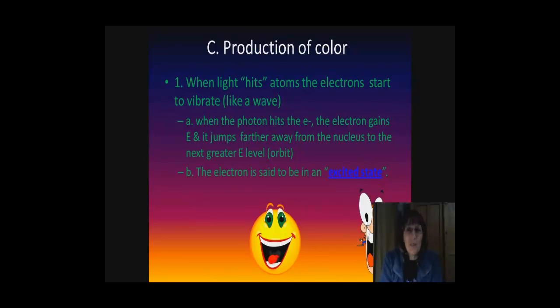When light hits the atoms, the electrons start to vibrate. I mean, they're already moving, but the little photons hit the electron, and they move even more. So letter A, the photon hits the electron, and the electron gains energy. It actually absorbs that photon, and it jumps farther away from the nucleus. So instead of having an orbit close in, it now has an orbit farther out, to the next greater orbit or energy level. The electron is said to be in an excited state. Yes, that's the scientific term. It's in an excited state. It jumps farther away from the nucleus. It's excited. It's got more energy in it. Okay?